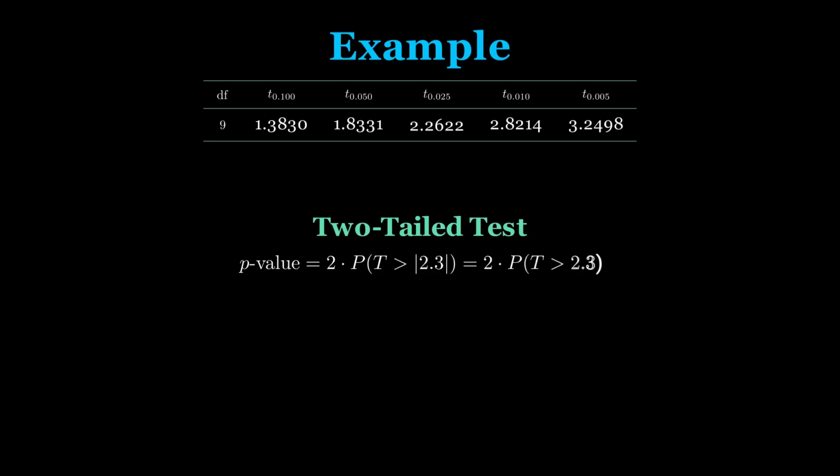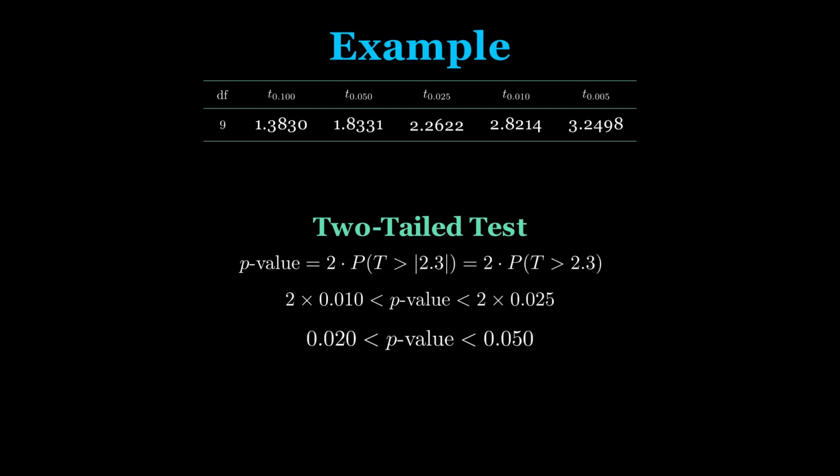Now for the two-tailed test. The two-tailed p-value is twice the one-tailed p-value because we account for both tails of the distribution. So we multiply the bounds by 2. 2 times 0.01 gives 0.02, and 2 times 0.025 gives 0.05. Thus, the two-tailed p-value is between 0.02 and 0.05.